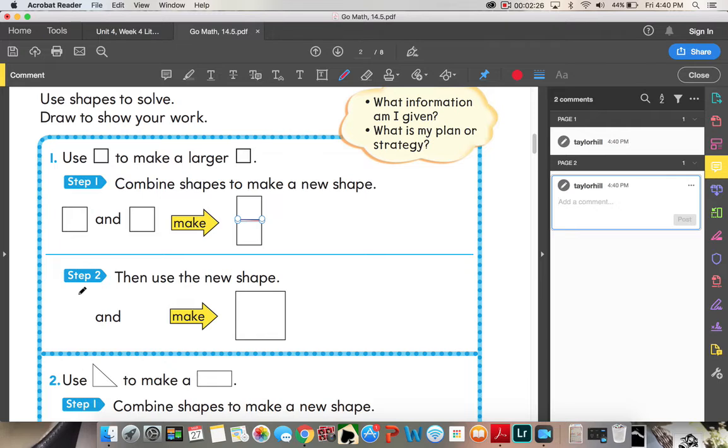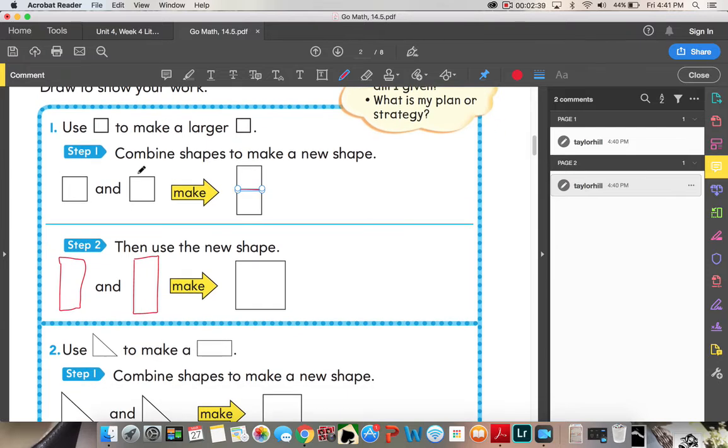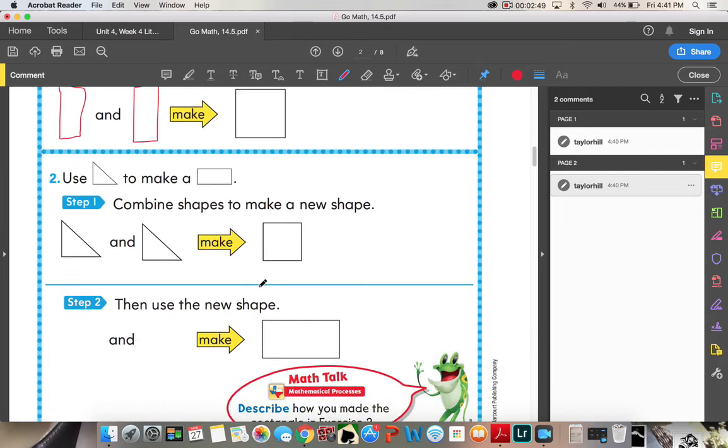Then you're going to use the new shape, the rectangle, and another one of the rectangle to combine to make this square. So you notice how we started off with two squares and combined to make a rectangle. Then we combined two rectangles and it ended up making a square. Isn't that interesting? Alright, number 2.